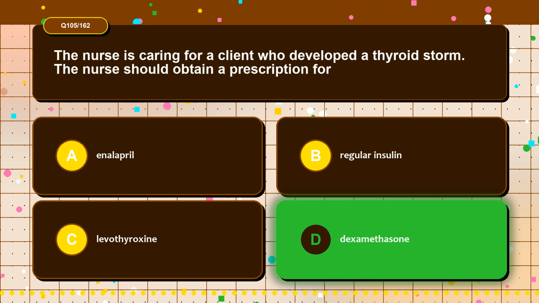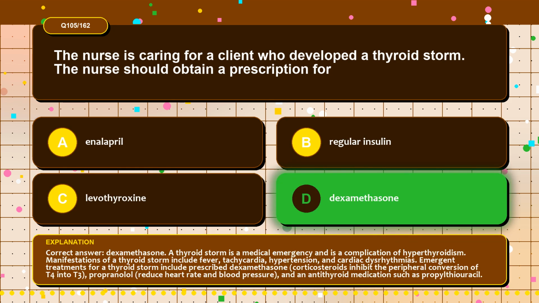The correct answer is option D. Dexamethasone. A thyroid storm is a medical emergency and is a complication of hyperthyroidism. Manifestations of a thyroid storm include fever, tachycardia, hypertension, and cardiac dysrhythmias. Emergent treatments for a thyroid storm include prescribed dexamethasone, as corticosteroids inhibit the peripheral conversion of T4 into T3, propranolol to reduce heart rate and blood pressure, and an antithyroid medication such as propylthiouracil.